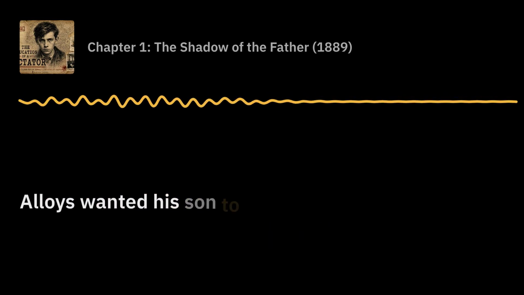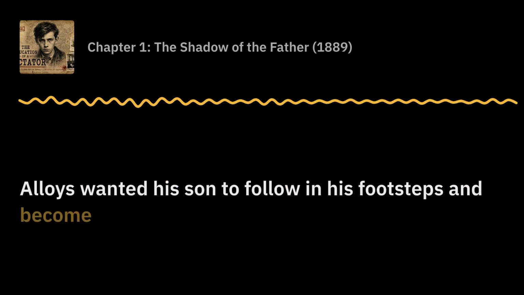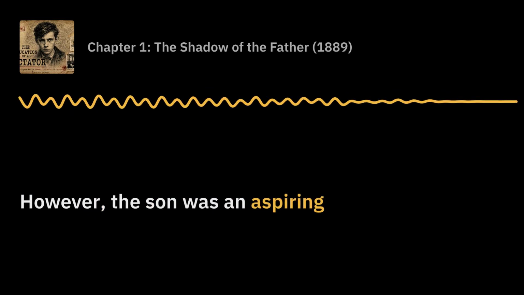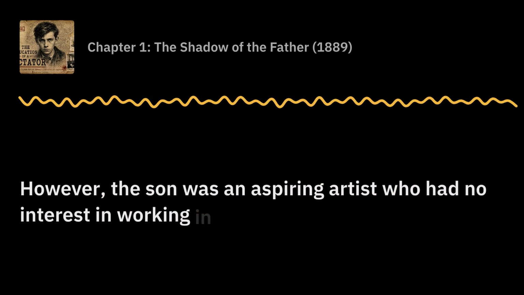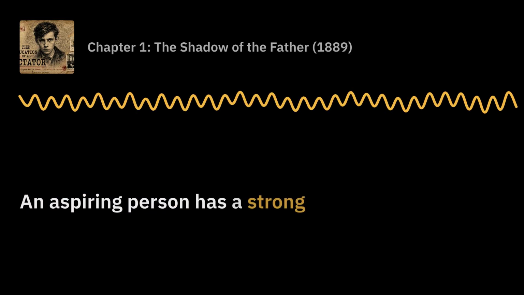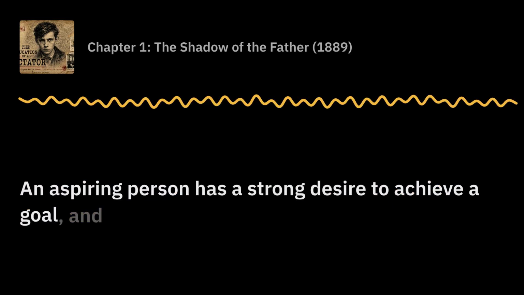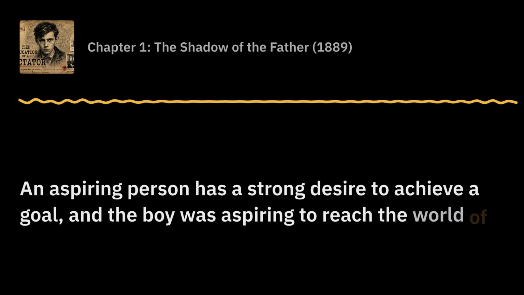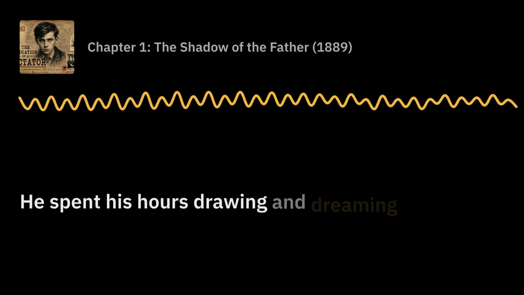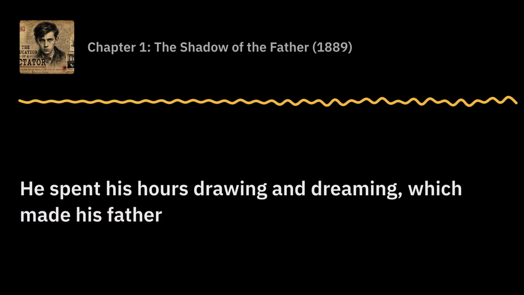Alois wanted his son to follow in his footsteps and become a stable civil servant. However, the son was an aspiring artist who had no interest in working in a boring government office. An aspiring person has a strong desire to achieve a goal, and the boy was aspiring to reach the world of high culture and fine art. He spent his hours drawing and dreaming, which made his father very angry.